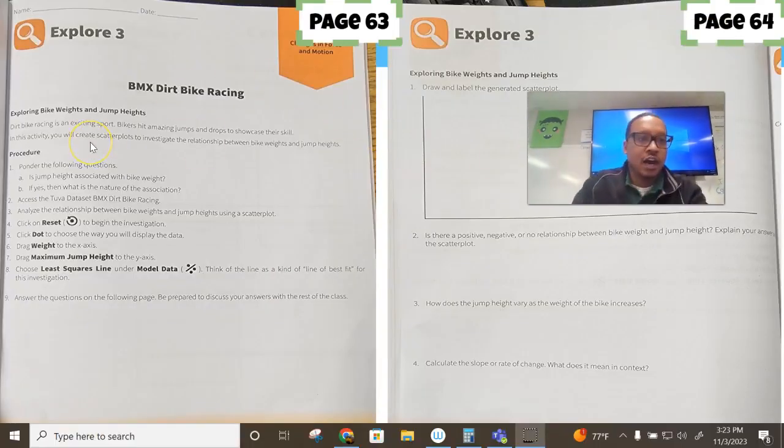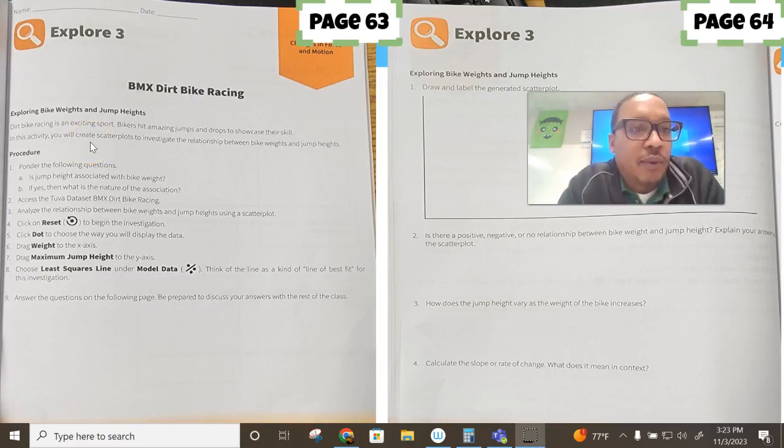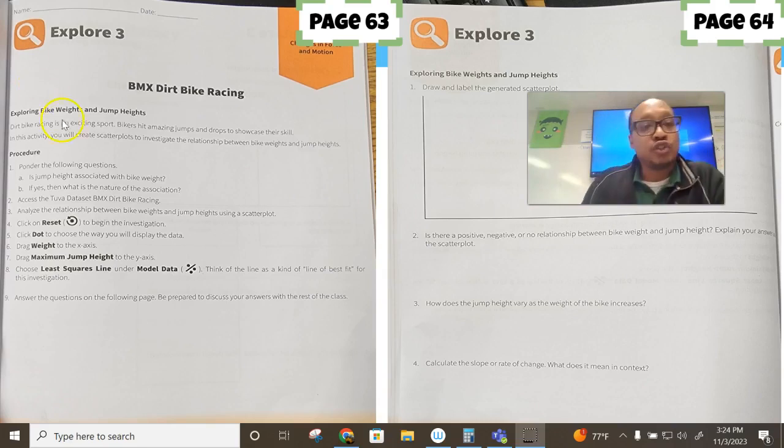Over here, the prompt says, exploring bike weights and jump heights. Dirt bike racing is an exciting sport. Bikers hit amazing jumps and drops and showcase their skill. In this activity, you will create scatter plots to investigate the relationship between bike weights and jump heights. The first thing to do here is ponder the following questions. Is jump height associated with bike height? That's a yes or no question. So hopefully you thought the answer was yes, okay?